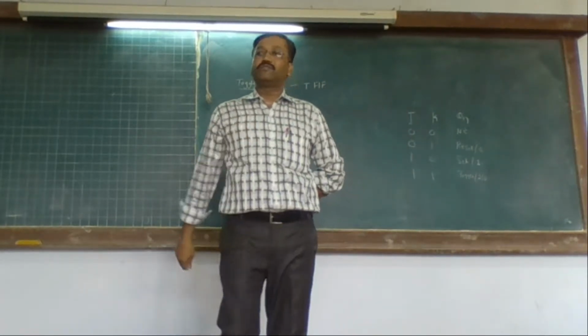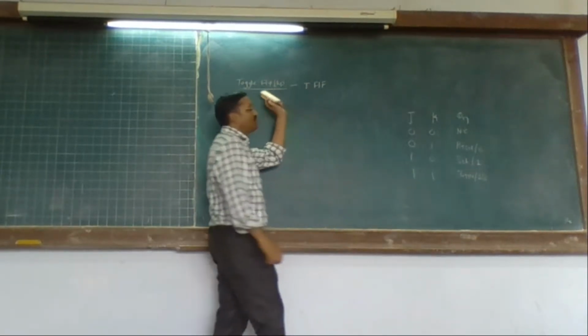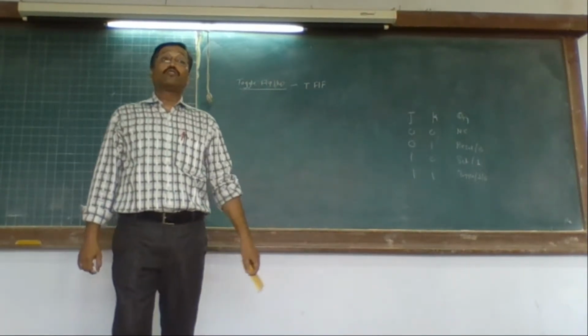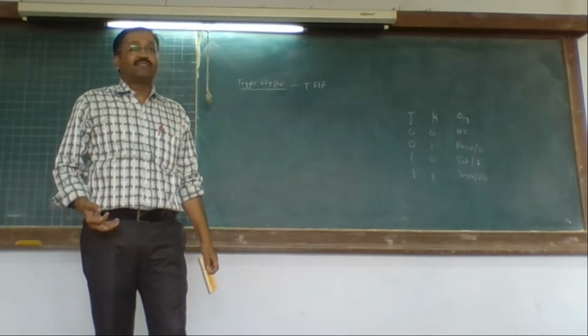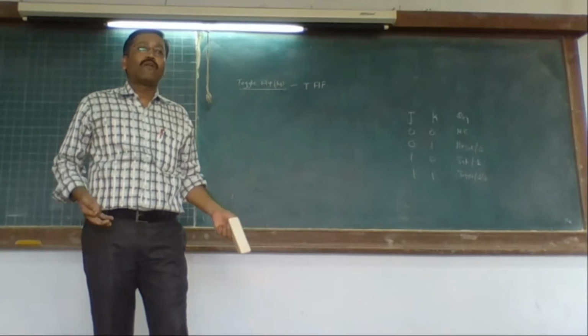So we are going to use this last property in order to design the toggle flip flop. Right? So how to toggle the JK flip flop? Very simple. By giving the 1 1 condition.